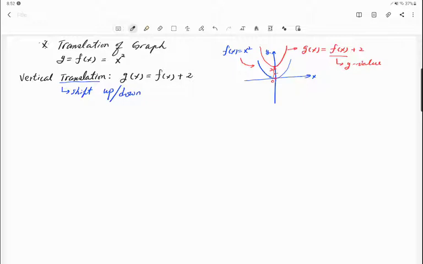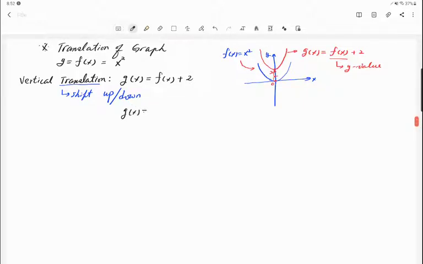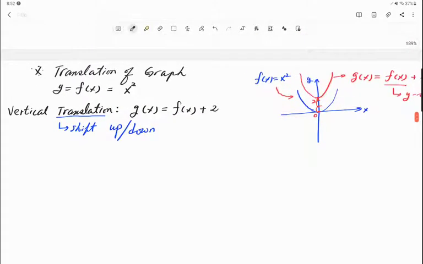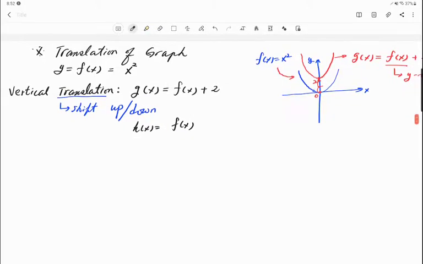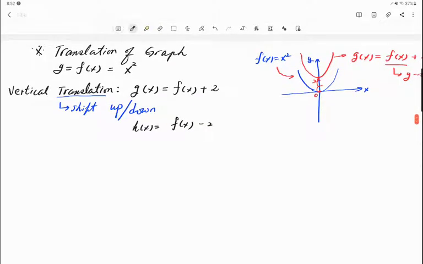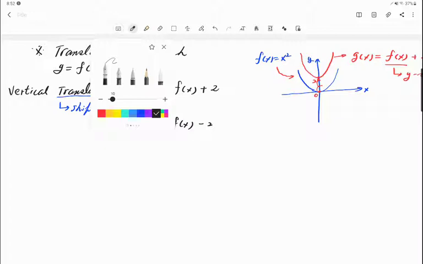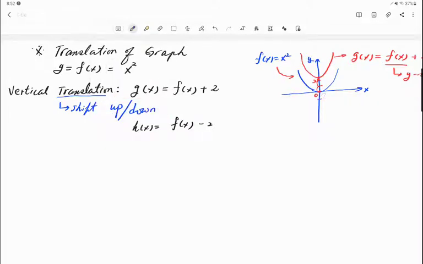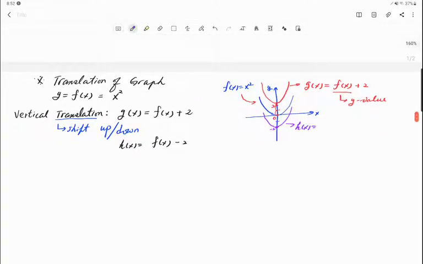How about shift down? Let's use h of x. Then this h of x is the original y value, f of x, and I'm going to subtract 2 from it. In that case, we can redraw it: the original y value is decreased by 2, and it looks like this. So this is h of x, the original y value f of x decreased by 2.